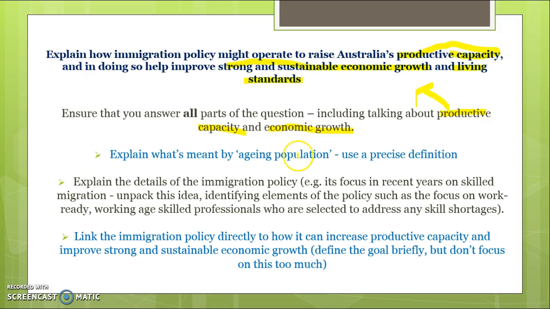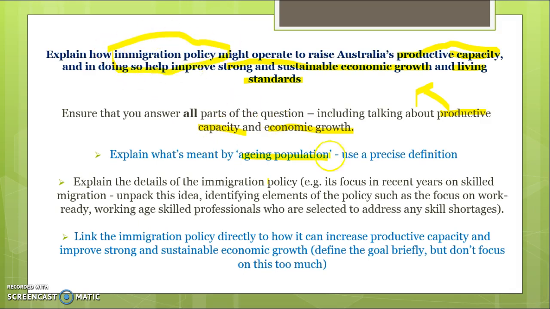So when you're talking about our productive capacity, the first thing you might talk about is that we have an ageing population, and then explain how immigration helps to solve or prevent the problems with an ageing population. That may be through more taxpayers, so there's less pressure on taxpayers. It's through reducing skill shortages and increasing the quantity of labour. Then you want to talk about the details of immigration policy. So again, mention immigration policy in your answer.